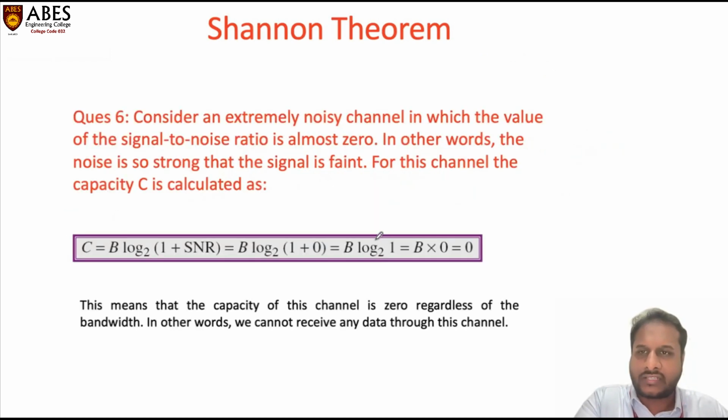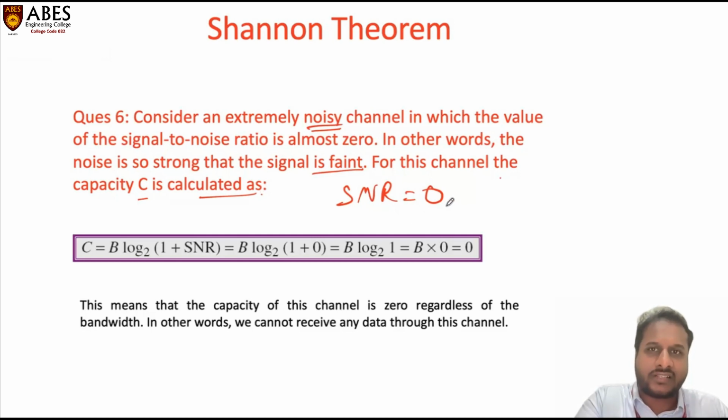So let's consider one example of this. Consider an extremely noisy channel. Now we are talking about a noisy channel only, in which the value of signal to noise ratio is almost 0. So it is given SNR equals 0. In other words, the noise is so strong the signal is faint. For this channel, the capacity C will be calculated as, so we are talking about a noisy channel, and for the noisy channel we consider Shannon capacity theorem, which is C equals B log base 2 of 1 plus SNR.